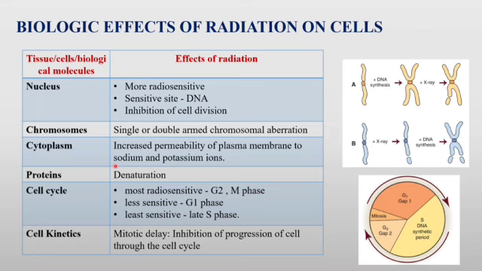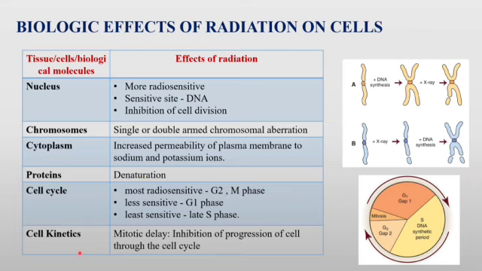Moving on to cytoplasm, irradiation of cytoplasm causes increased permeability of the plasma membrane to sodium and potassium ions, causing swelling and disorganization of mitochondria and focal cytoplasmic necrosis. And then moving on to proteins. Irradiation of protein leads to changes in their secondary and tertiary structure by disruption of side chains or breakage of hydrogen or disulfide bonds, causing denaturation of the proteins.